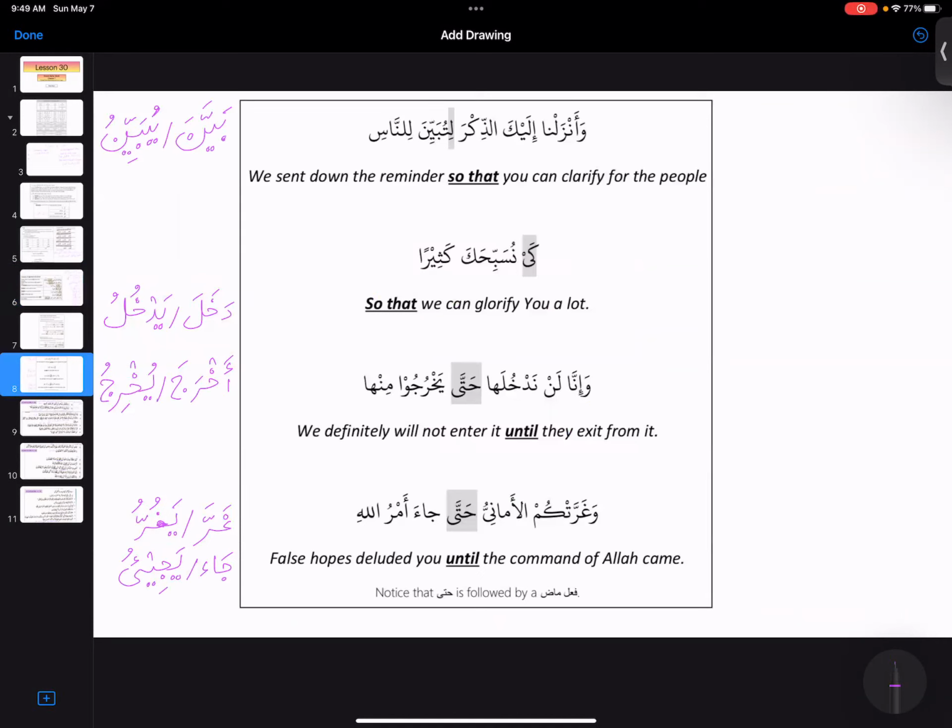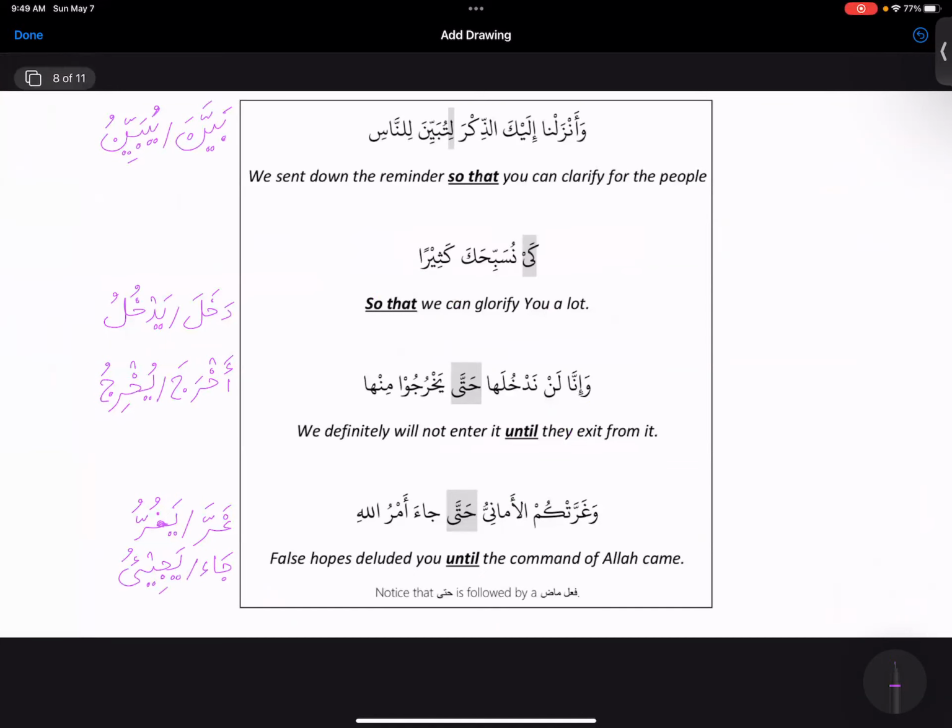Okay, so now over here, the first example: wa anzalna ilayka zikra litubayyina linnasi. Wa anzalna, and we send down ilayka, towards you, a zikra. What is zikr? Remember? Remembrance, it could be Quran, it could be anything, even the revelation itself, because the revelation could be of many different kinds. So, وَأَنزَلْنَا إِلَيْكَ الذِّكْرَ لِتُبَيِّنَا, so you clarify لِلنَّاسِ, for the people.